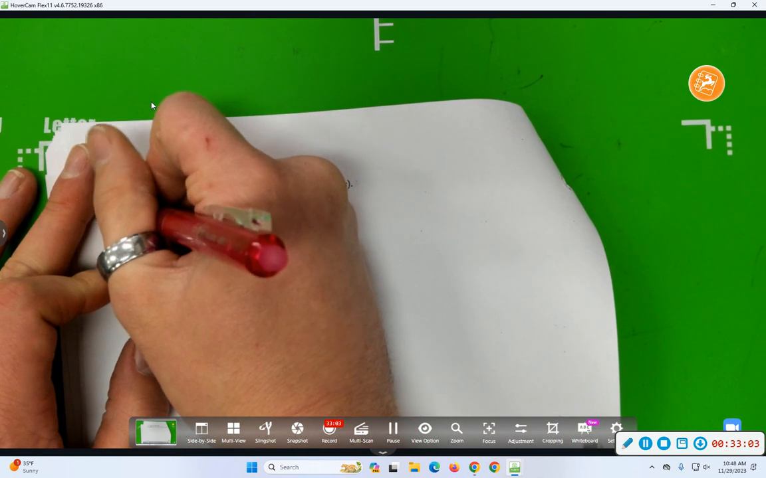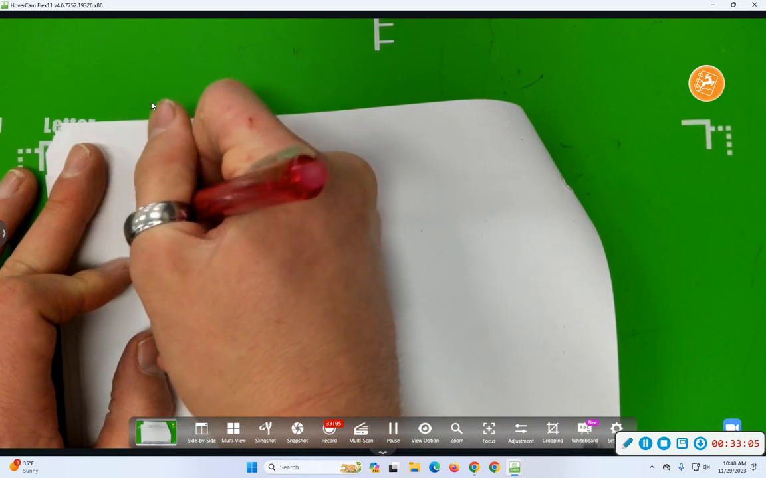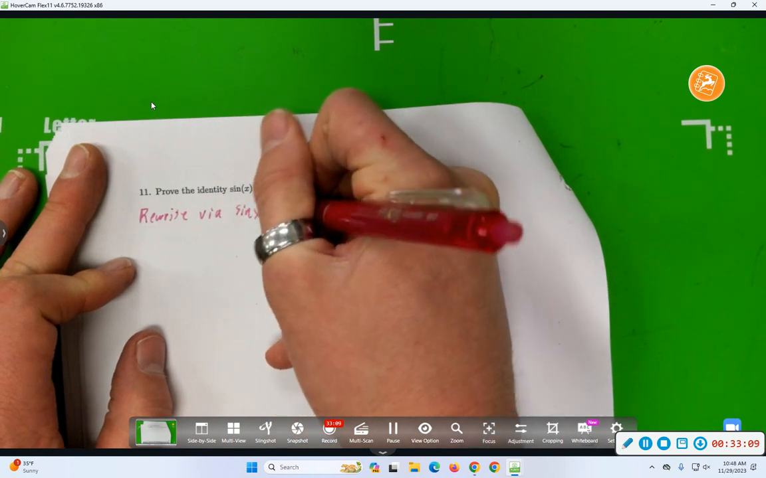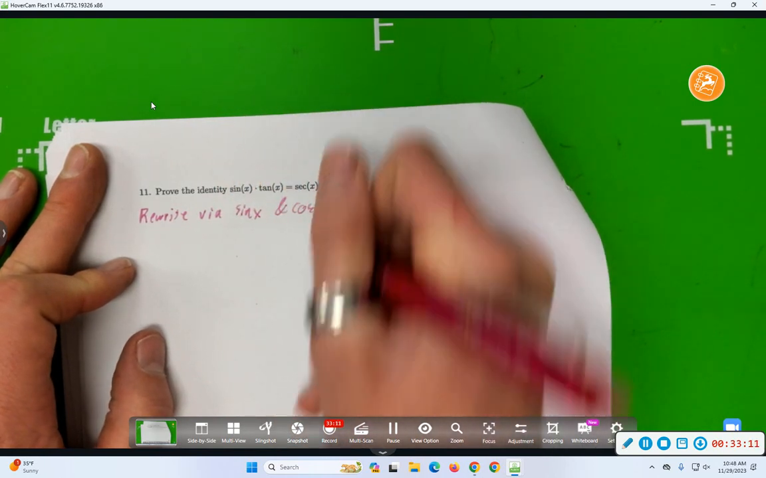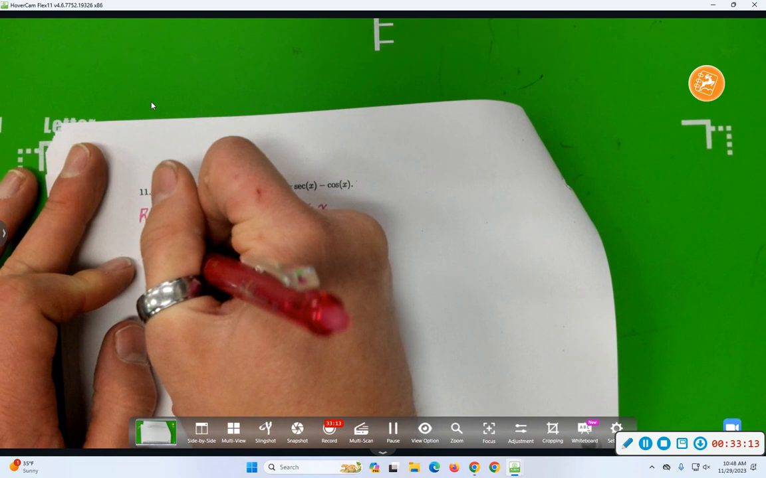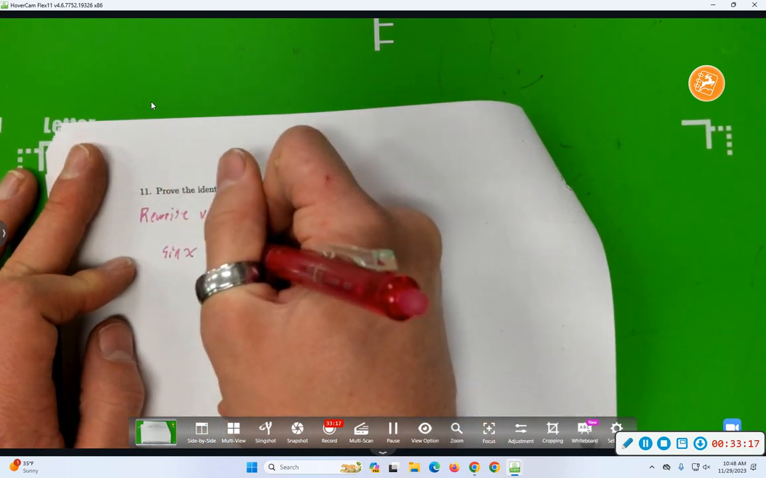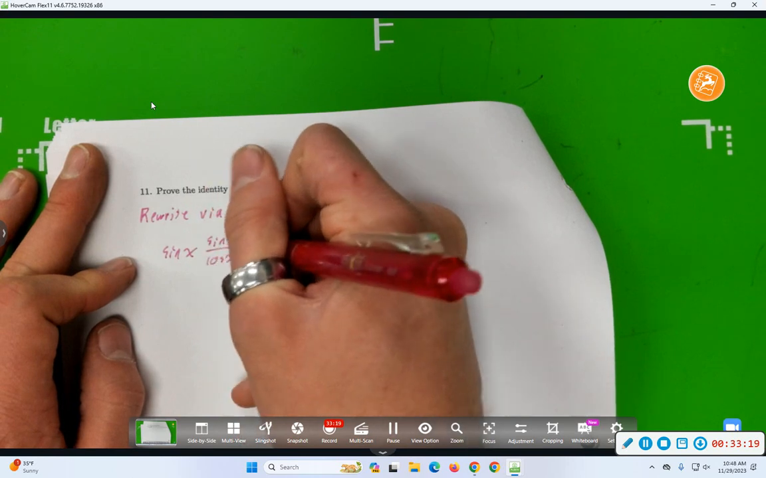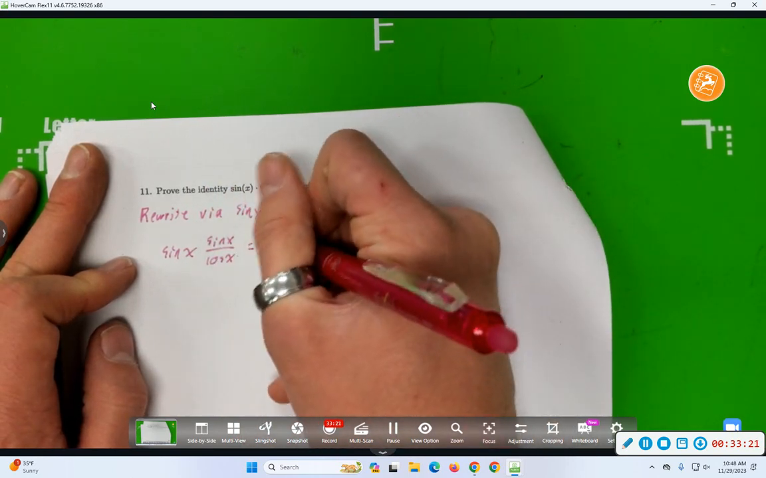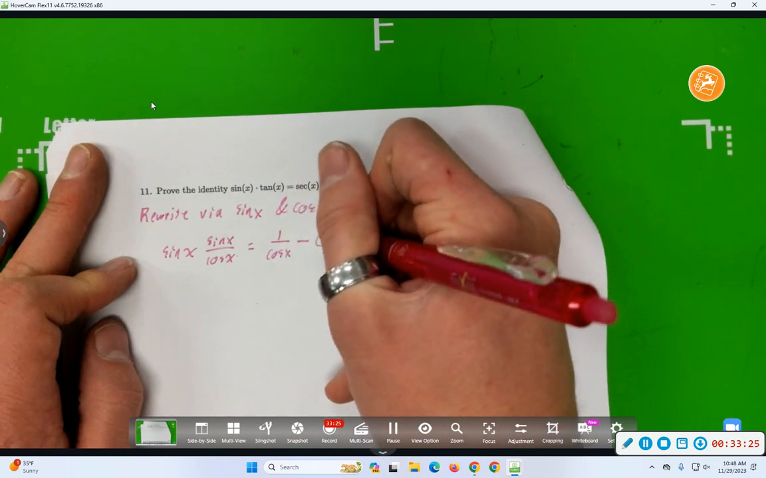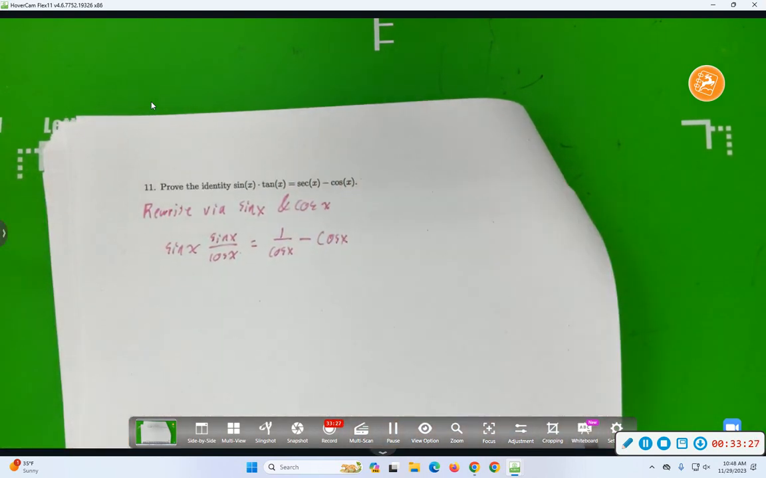So let's rewrite via sine and cosine. Sine x is still sine x. Tangent x becomes sine x over cosine x. Secant x is 1 over cosine x. Cosine x is cosine x. Cool. What do you see now?